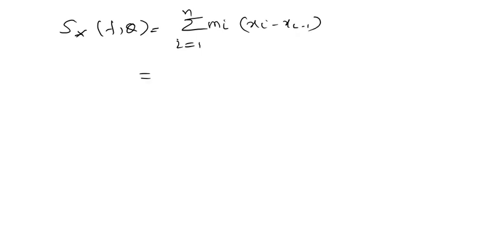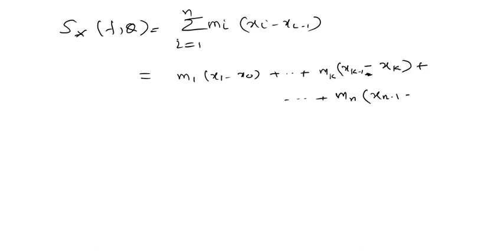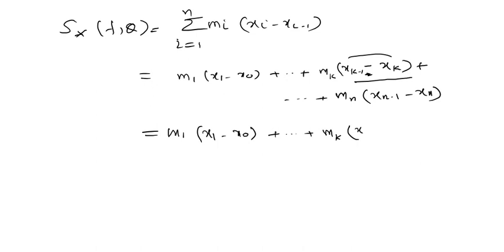Now you expand it. It's m1 times (x1 minus x0), and when you reach the kth stage it will be mk times (xk minus 1 minus xk), plus, the last one, mn times (xn minus 1 minus xn). Okay, you can subtract t and add t to this kth sub interval length, the length of the kth sub interval. Here it's m1 times (x1 minus x0) plus mk times, you can write it as (xk minus 1 minus t) then plus (t minus xk).